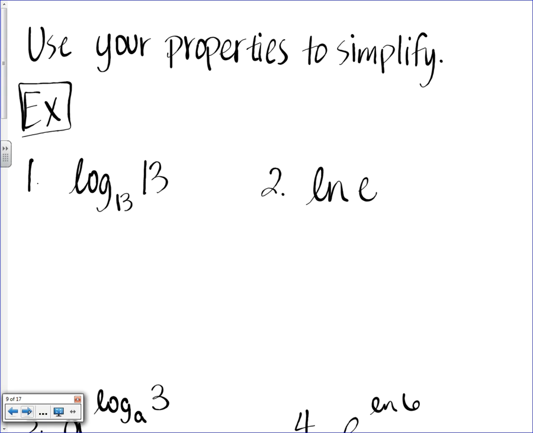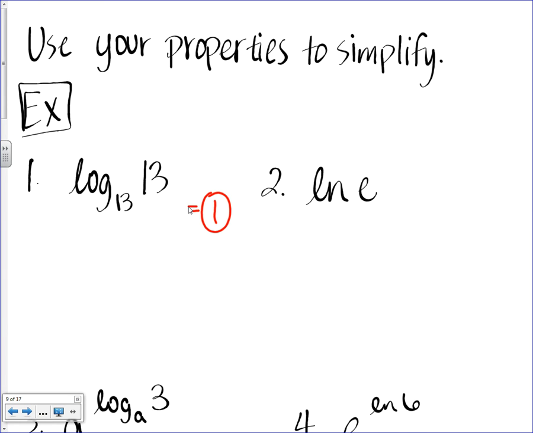Okay. So it says use your properties to simplify. Use your properties to simplify. So if you take a look at number 1, I have log base 13 of 13. Now, this applies to property number 2. So go back and look at your property number 2. It says log base b of b is equal to 1. Okay, so I know that this thing, its answer is 1. But let me prove it to you.